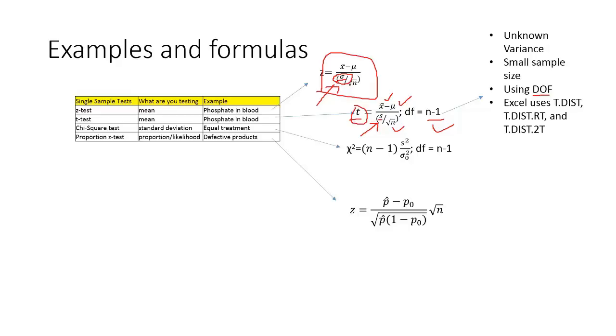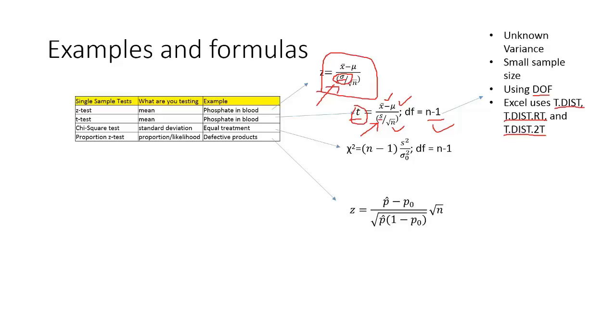Again, Excel has some slightly nicer functions for it. So if you're just interested in looking at the left hand side of the distribution, you just use t.dist. If you're interested in the right hand side, you do t.dist.rt, or on both sides you do t.dist.2t. So you don't need to actually do the 1 minus and so on that we were talking about with the z distribution. Excel already has some inbuilt functions to just point to which side of the distribution you're interested in.